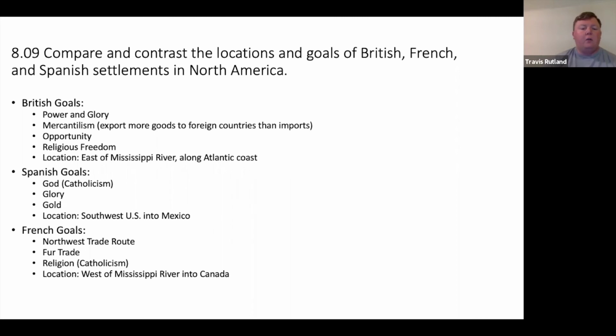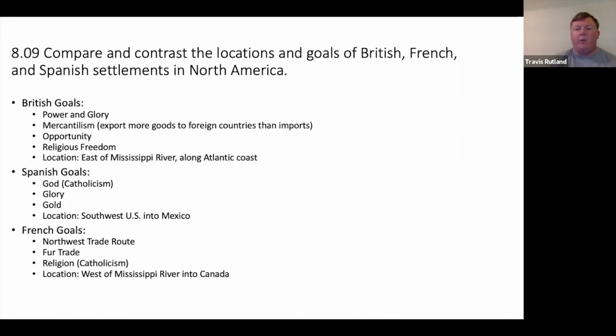The French goals, they wanted to find a northwest trade route. So they wanted to find a faster way to China and India for trading, hopefully by going west instead of having to go around Africa. They also came for the fur trade. They traded furs with Native Americans and then sold them back to Europe.